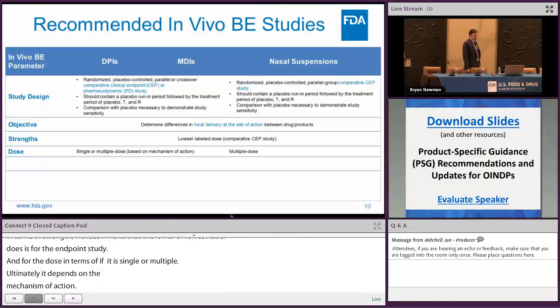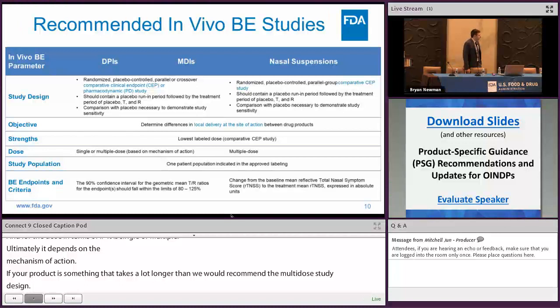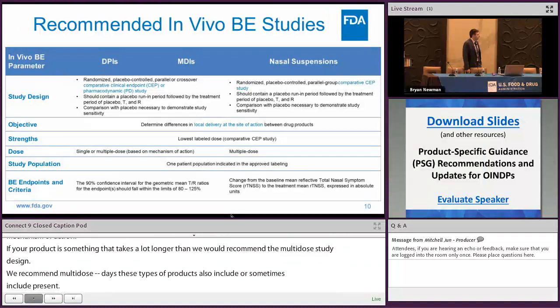Nasal suspensions, we recommend multi-dose study designs, and this is mainly because these types of products often include an inhaled corticosteroid. So for study population, we recommend one patient population indicated in the approved labeling. And again, I include the bioequivalence endpoint criteria here for your reference, but don't go into more detail for the sake of time.